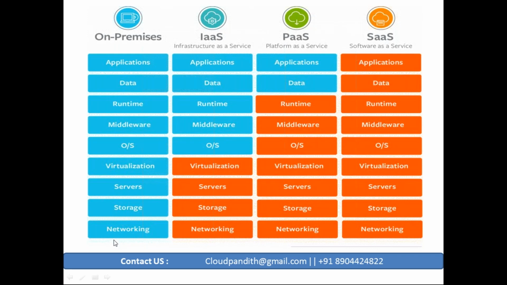So why is everybody preferring the cloud? Because the cloud provides three different models. One is infrastructure as a service, the second is platform as a service, and the third is software as a service. Infrastructure as a service means IaaS.